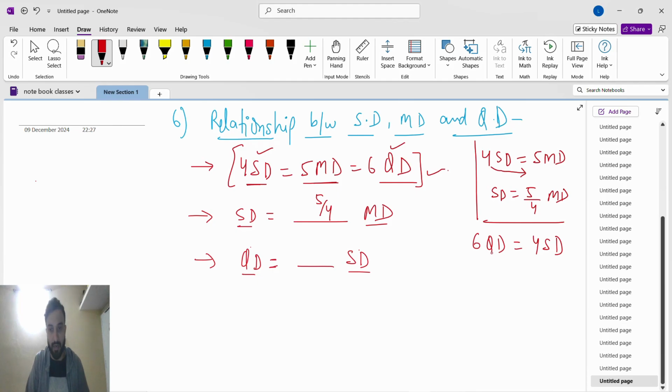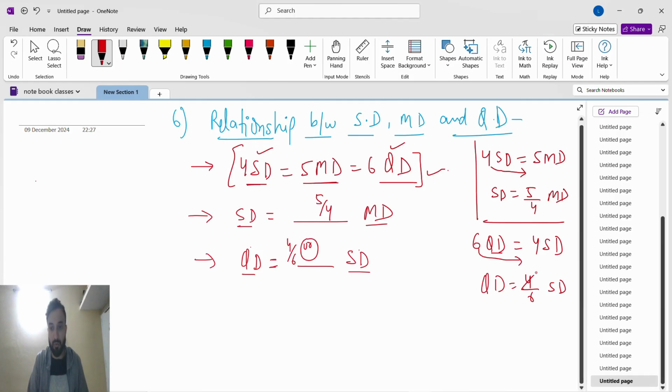So I will keep the quartile deviation here and I will send the 6 to that side, because we have to find the quartile deviation. So 6 will go that side, which means it will divide. The quartile deviation is equal to 4 by 6 standard deviation. So the answer is quartile deviation is equal to 4 by 6 standard deviation, or in simplified form, 2 by 3 standard deviation.